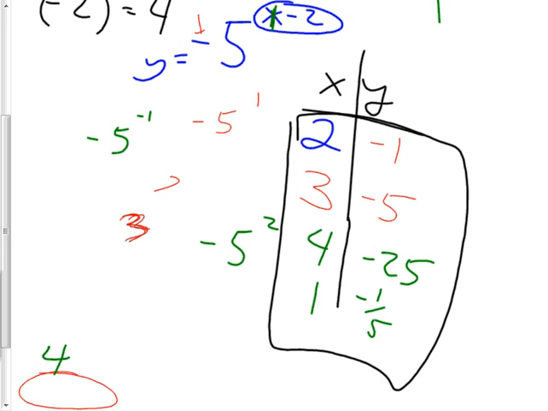Any questions? Yes? What about 2 and 1/5? Okay, so if I put in 2 and 1/5, I would subtract off the 2, so I'd have 5 to the 1/5 power. I don't think that's what you think it is. -5 to the 1/5 power is the 5th root of 5.